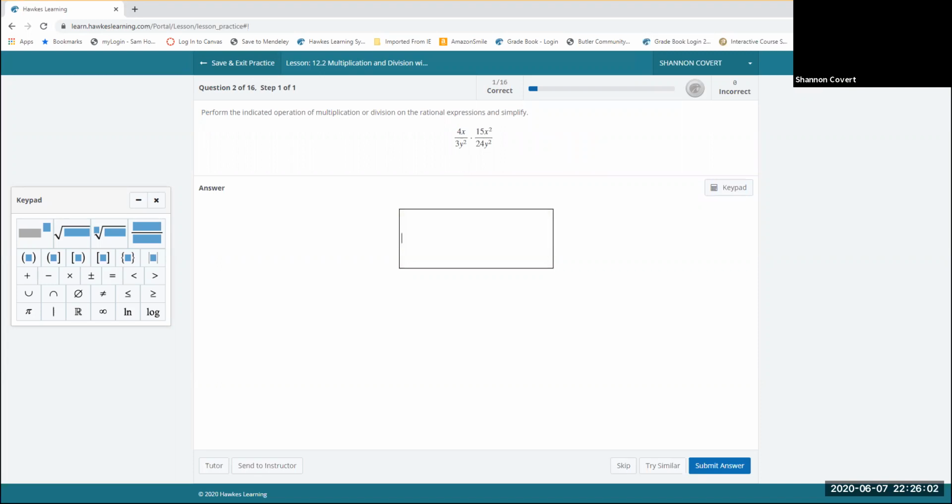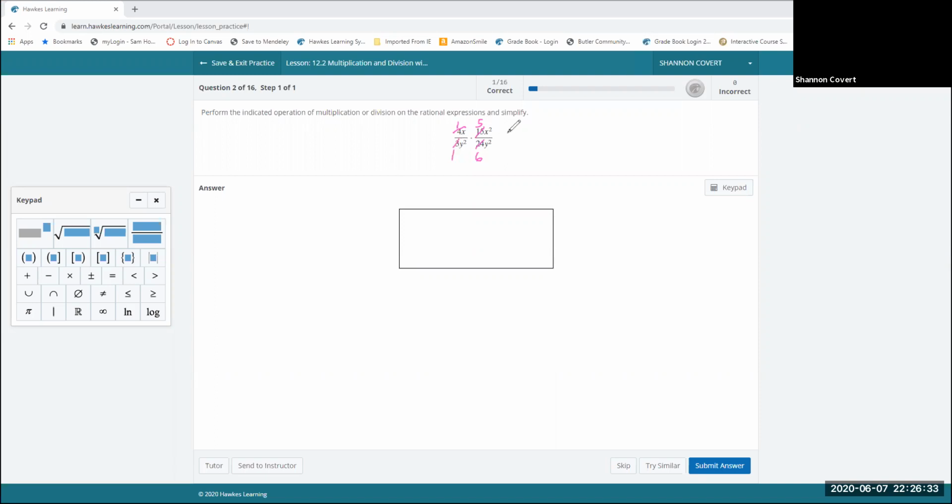Once again, I do not have to worry about any factoring because we just have a monomial and a monomial. Perform the indicated operation of multiplication or division on the rational expressions and simplify. We're multiplying again, so I am going to go ahead and try to simplify diagonally again if I can. So 4 goes into 24 6 times. 3 goes into 15 5, goes into there once.